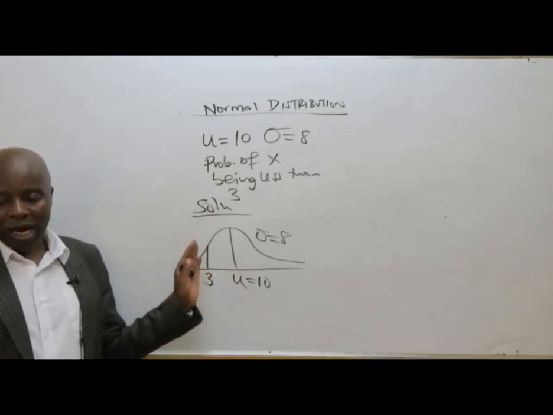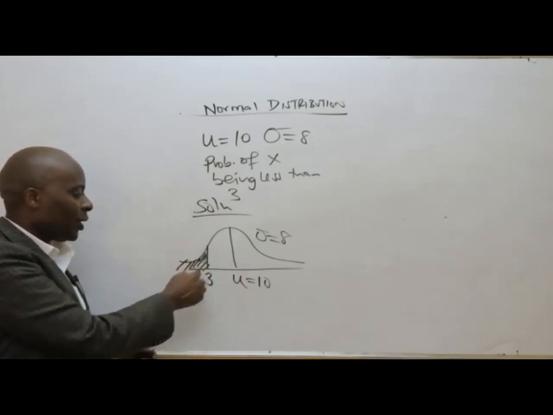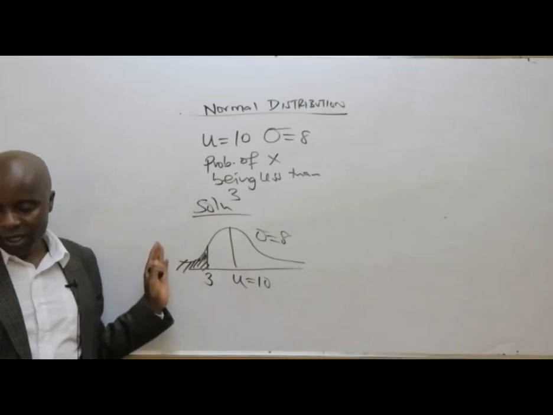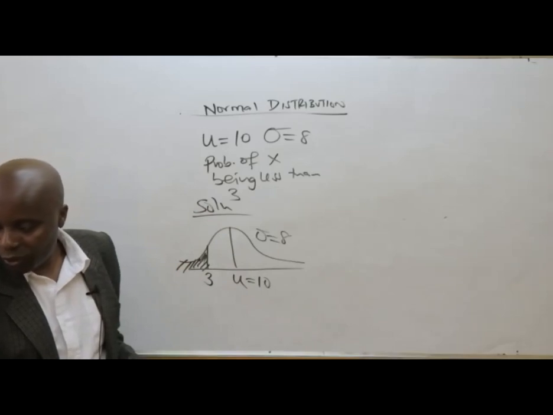So less than 3. The area which is on the left-hand side of 3 is what is less than 3.